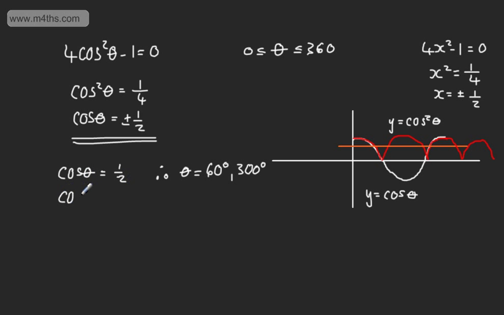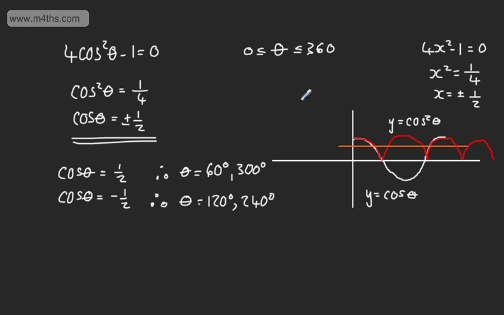If I then look at cos theta is equal to minus 1/2, we can say that theta, and again this is one of our special angles, is going to be 120 degrees, and then 120 degrees back from 360, and we get 240.